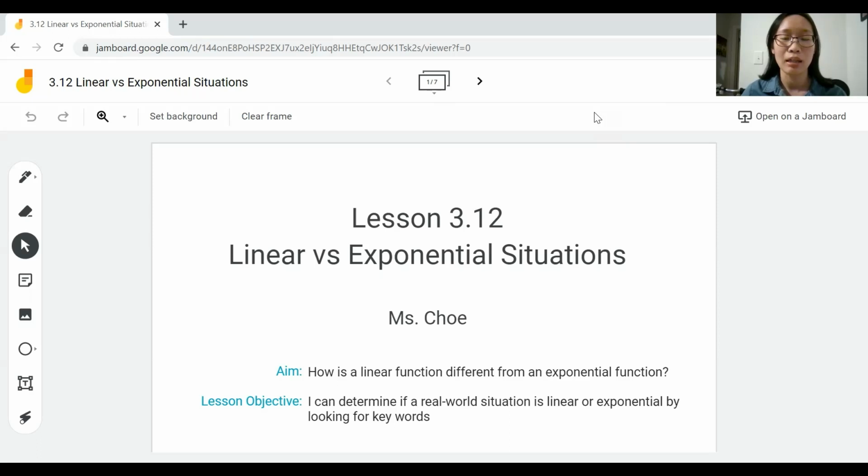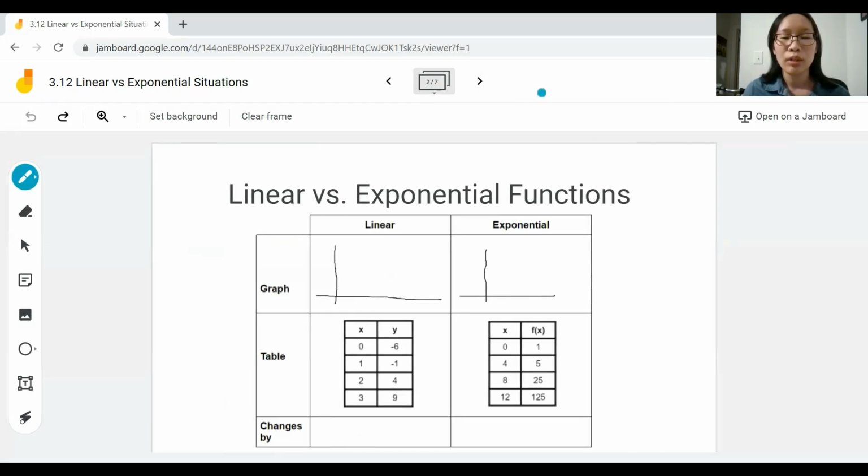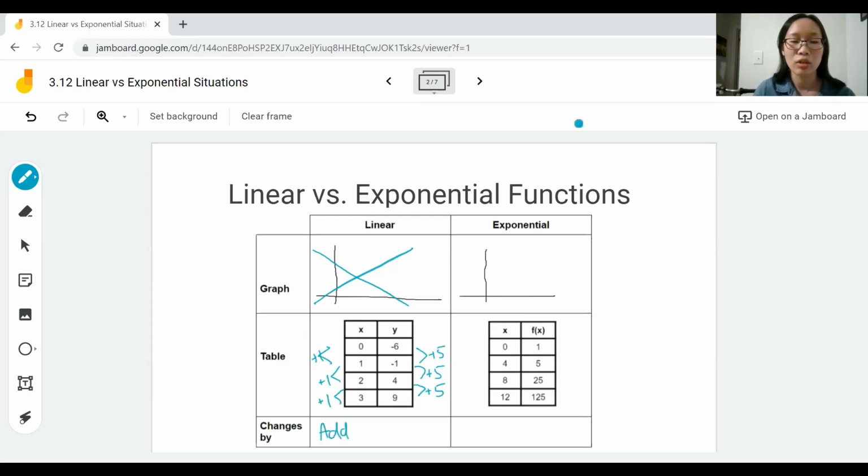Before we look at situations, let's review what we know about linear and exponential functions. When we look at the graph of a linear function, it's a line that goes up or down. We've learned that linear functions add or subtract the same amount for each interval, so they have a constant rate of change. And this is changing by addition or subtraction.